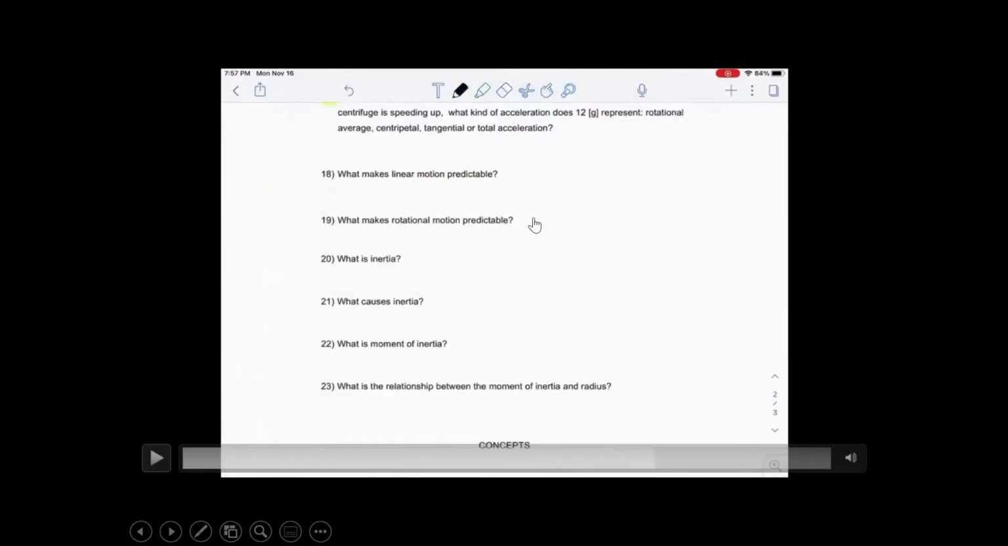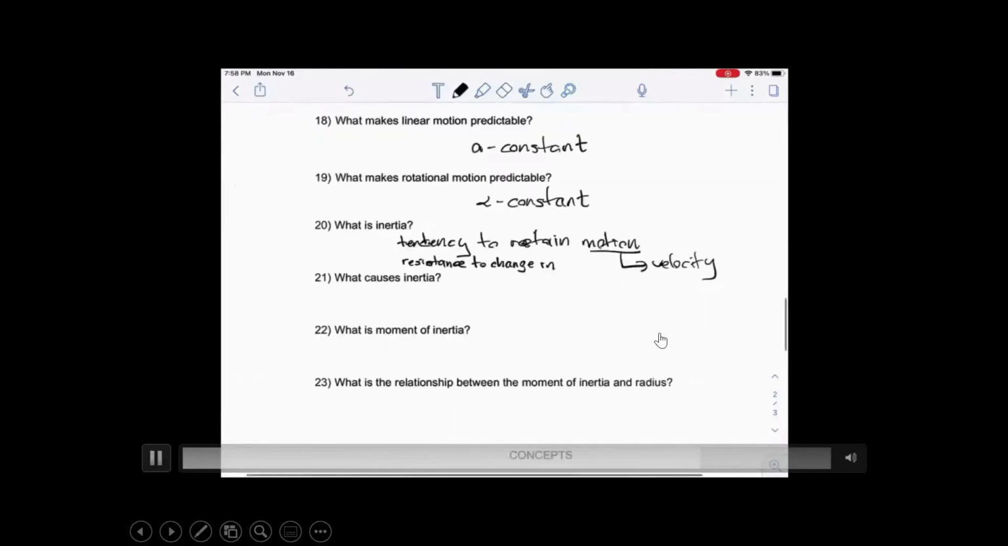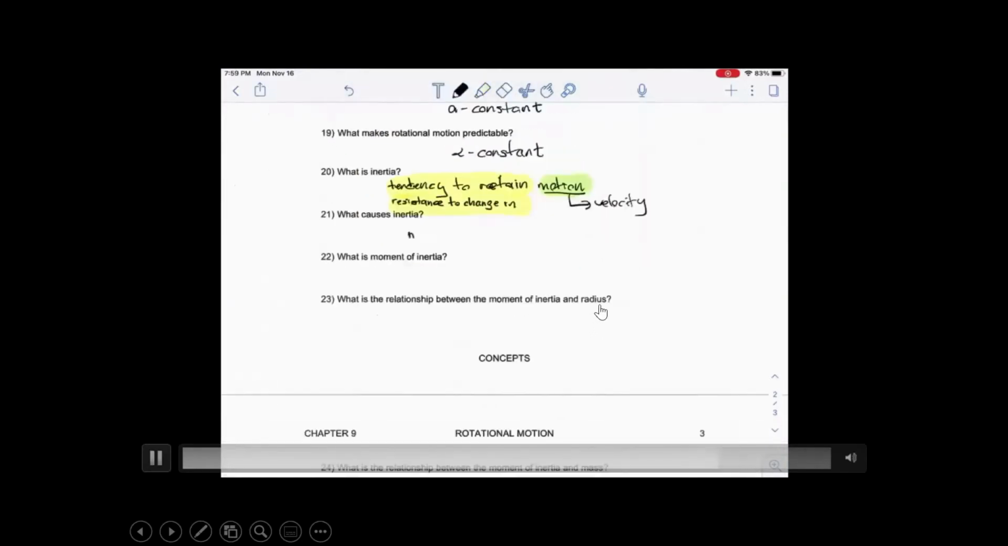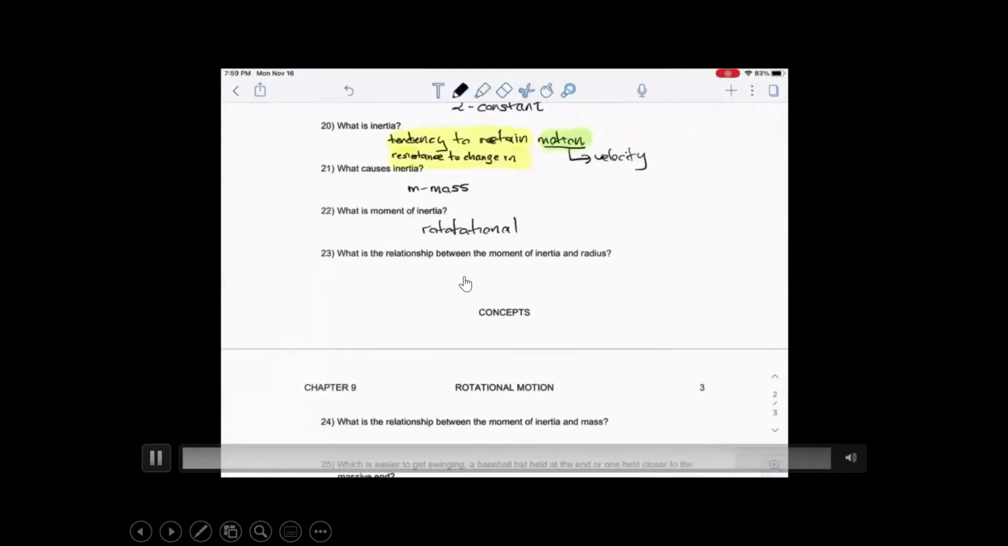What else? Motion becomes predictable when the acceleration is constant. Rotational motion becomes predictable when the rotational acceleration becomes constant. Inertia is a measure of, it's the same as, the tendency of an object to retain its initial motion, or resistance to change of motion. Motion means velocity. All right, so what causes inertia is mass. Moment of inertia is a rotational mass. Rotational inertia.